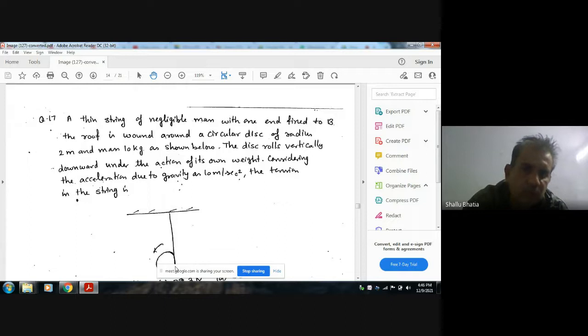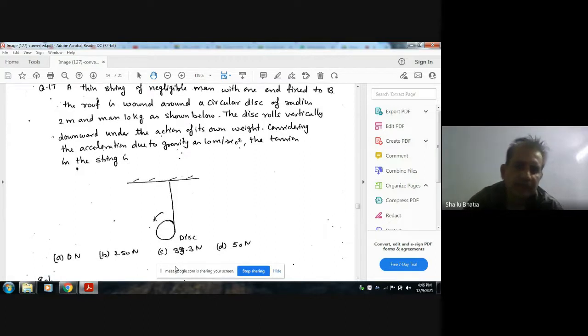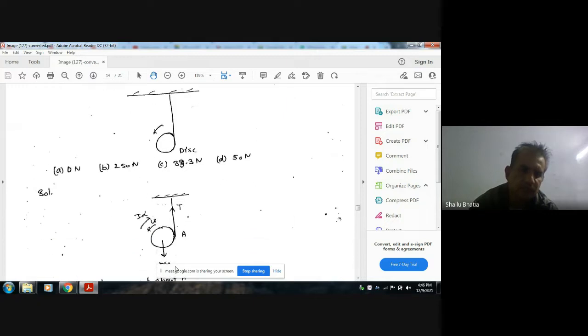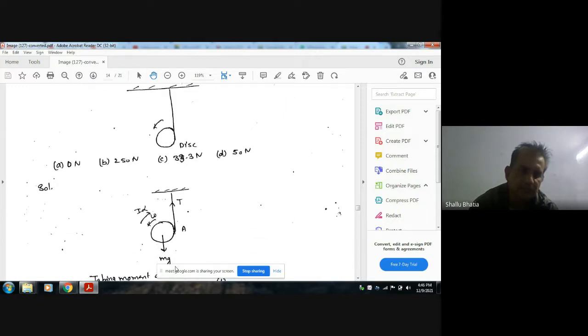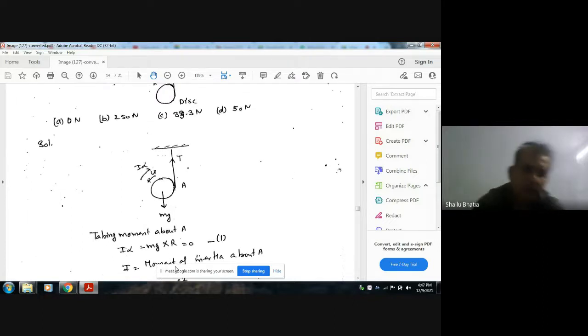to the roof is wound around a circular disc of radius 2 meters and mass 10 kg as shown below. The disc rolls vertically downward under the action of its own weight, considering the acceleration due to gravity as 10 meters per second square. The tension in the string is: option A 0, option B 250, option C 33.3, option D 50. Okay.